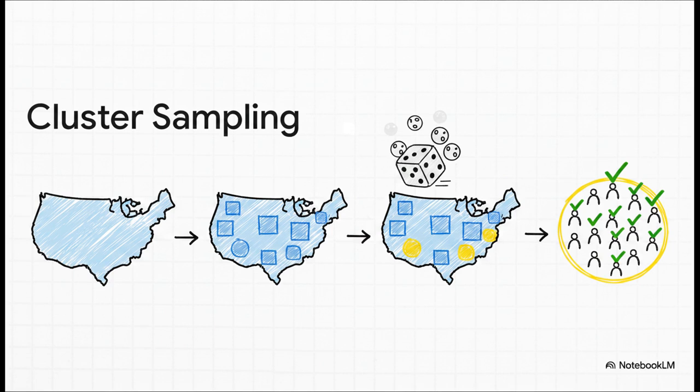The idea is that each cluster is like a mini, mixed-up version of the whole country. So what you do is randomly select a handful of clusters, and then you go in and survey every single person within those chosen clusters. It's incredibly practical, but you do have to be careful that the people inside your clusters aren't too much alike, or it can be a bit less accurate.